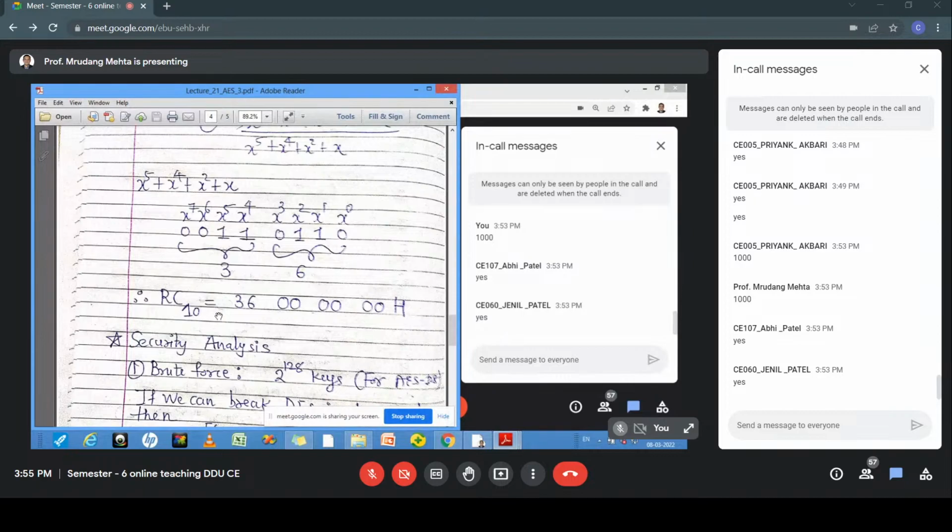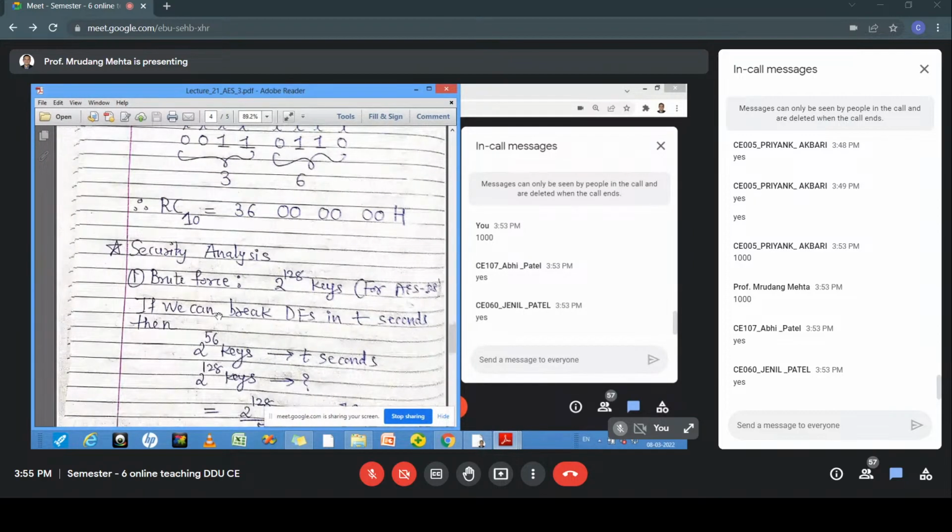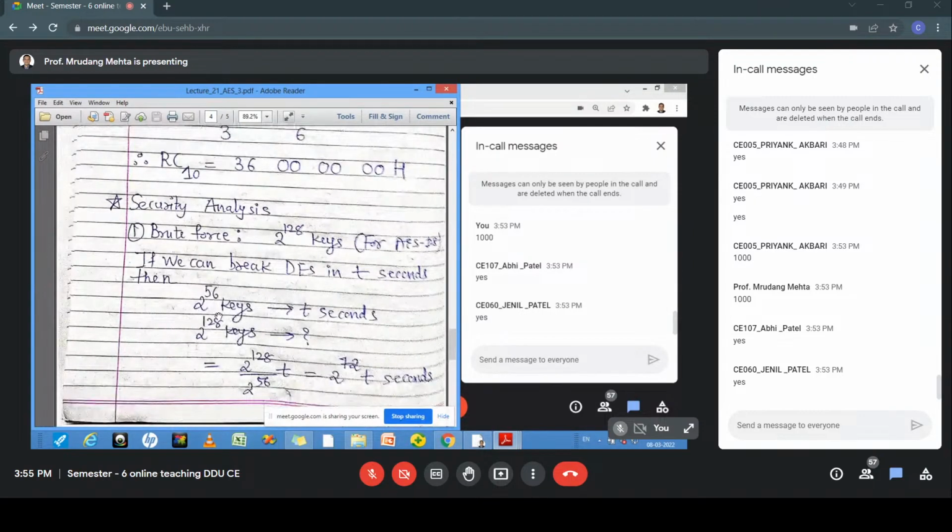So this is about key expansion. Now AES, its security analysis we will do. There are 3 aspects of the AES security analysis. First, what will happen if we apply a brute force technique? In a brute force technique, we have a 128-bit key. So the total number of possible keys is 2 raised to 128, which is a very large number. So it is practically not possible.